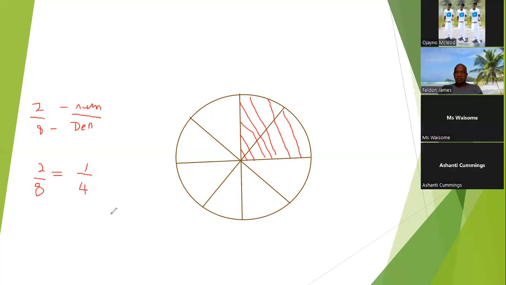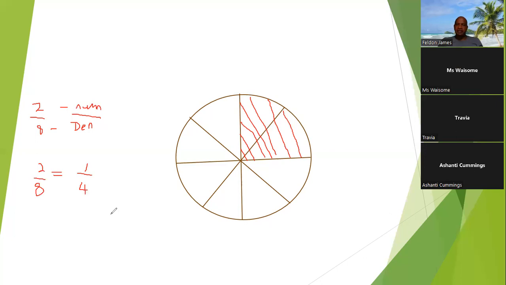Now, are the two fractions the same? Are they the same? No, sir. Who answered just now? Miss Waysome or Miss Cummins? Who answered? Miss Cummins, are the two fractions the same? Yes, sir, I think so. Okay, so the two fractions are the same, but what you notice, how are they different?